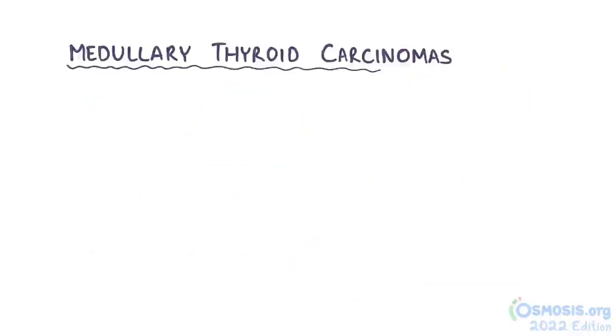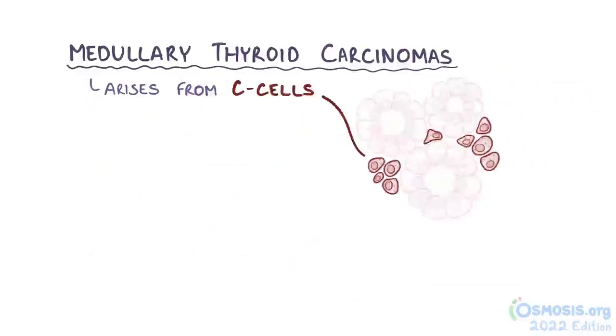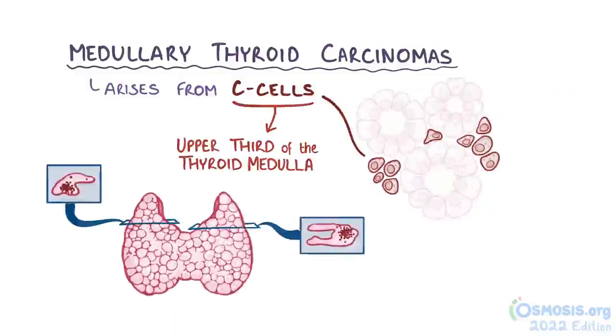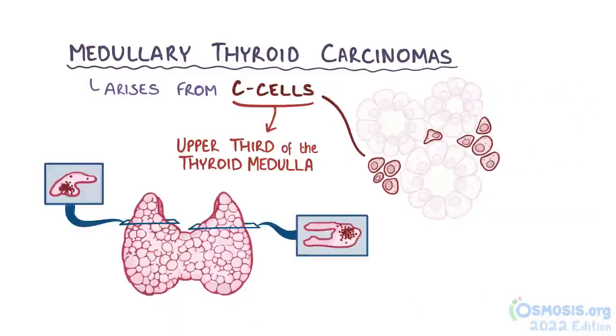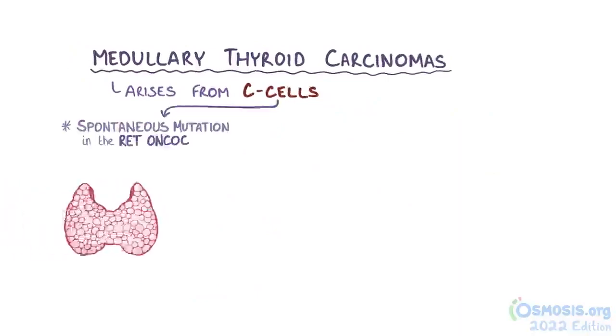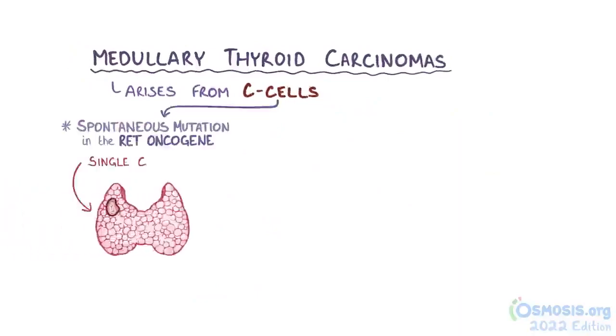So, moving beyond the differentiated thyroid cancers, there are the medullary thyroid carcinomas, which arise from C cells. There's a higher concentration of C cells in the upper one-third of the thyroid medulla, which is where these tumors usually arise. Most of the time, it forms because of a spontaneous mutation in the RET oncogene, and it's usually a single carcinoma in one lobe of the thyroid.